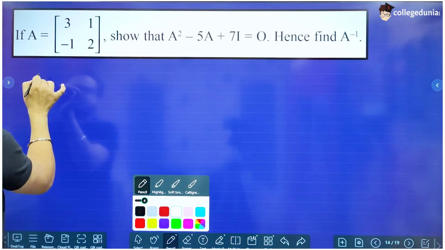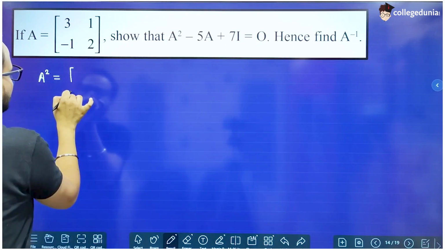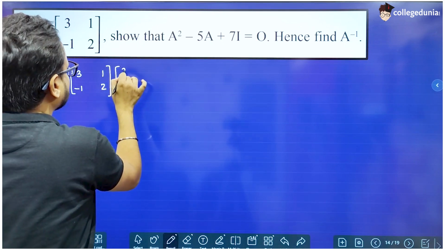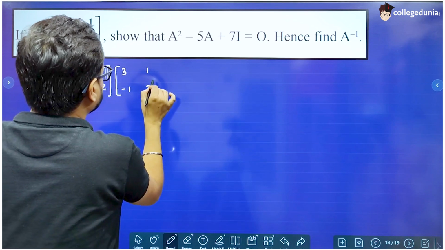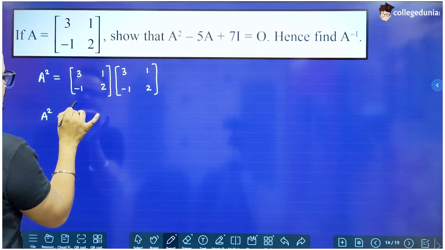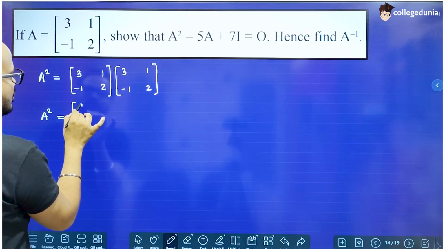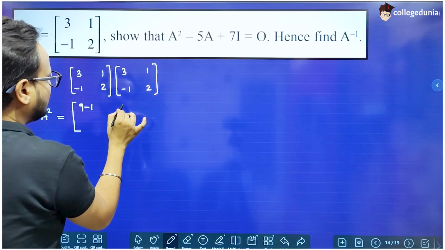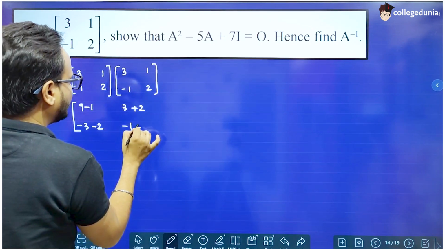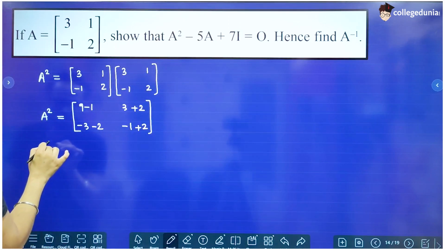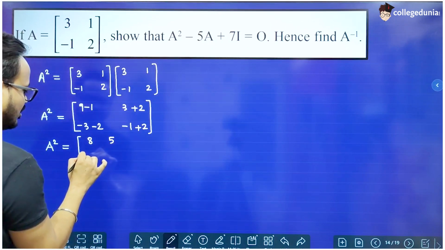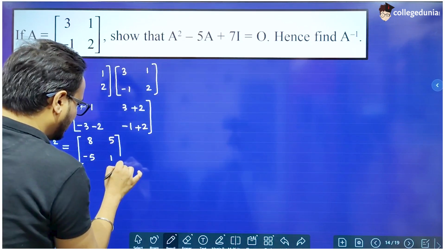So first we have to show that this holds. So first find the square of A. Square of A is simply multiply A by A. Three into 3, 9 minus 1, 3 plus 2, minus 3 minus 2, minus 1 plus 2. 8, 5, minus 5 and 1. That is the square of A.